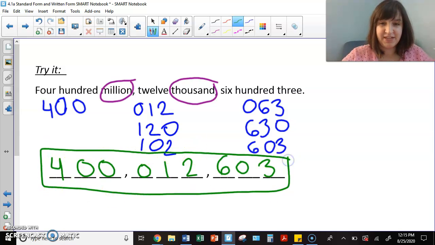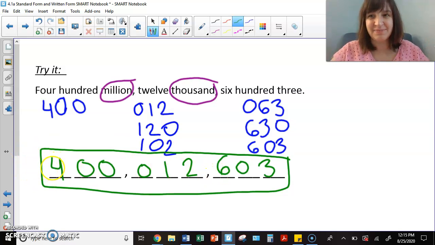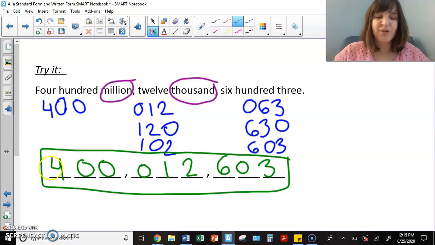So this number in standard form says the same thing that this number does in written form. It says 400,012,603. I need to keep all of these zeros here because they hold a place in the middle of the digits. I can't erase any of them because they all have something to the left of them. So I have to keep those zeros there.